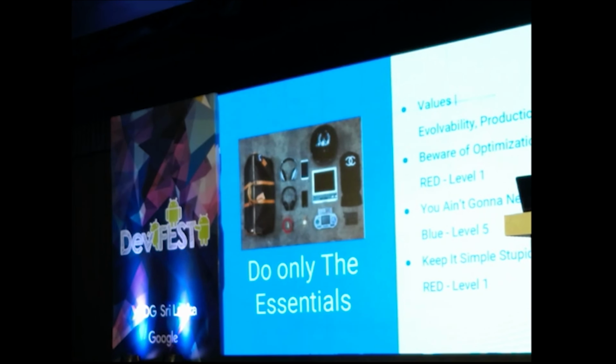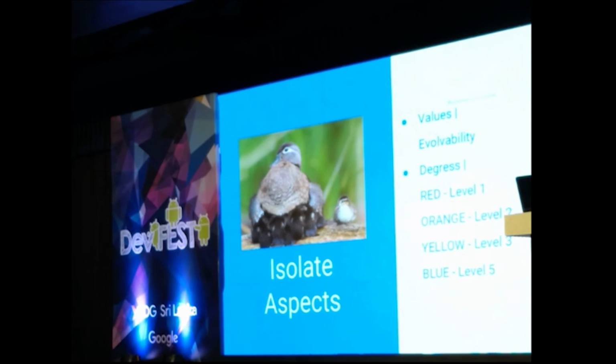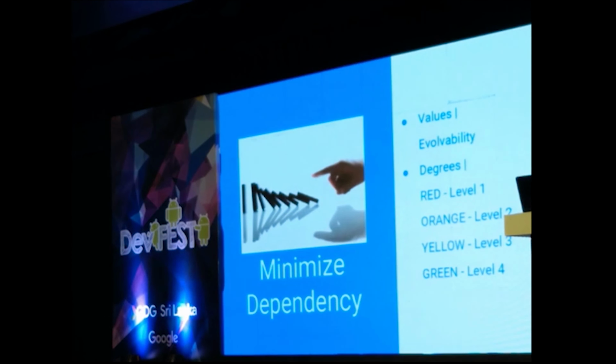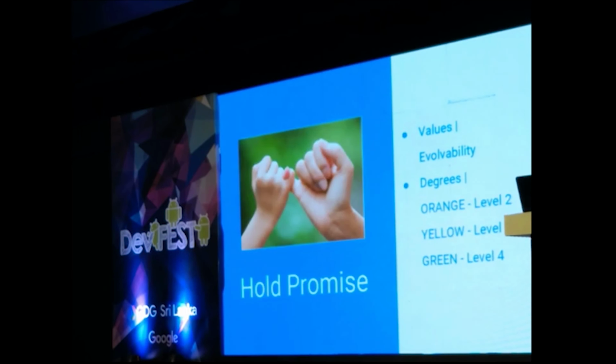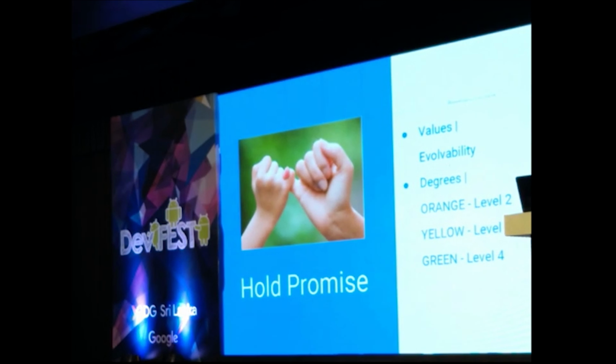And do only the essentials. It says when those degrees are being achieved, you can do only the essentials. And isolate aspects. Different aspects could be separately isolated, and minimize the dependency. Dependency of each interacting component can be reduced, and then hold promise. You can deliver to the customer what you have promised. So that is the main idea behind that particular framework.